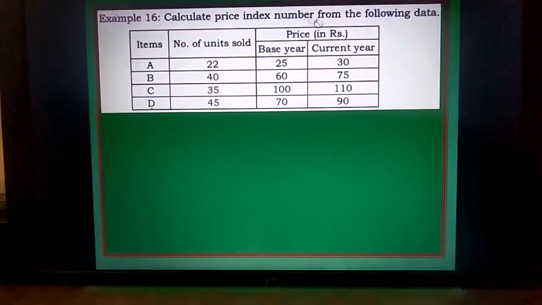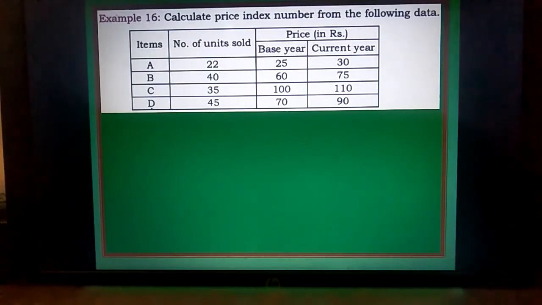Calculate price index number from the following data. Here also it is not given, students, which index number to be calculated. Be very, very careful. Items are given, number of units sold is given. Is it given as number of units sold in current year, base year, anything of that kind? No. Then it is nothing but number of units sold, quantity. That's why it is to be considered as Q.